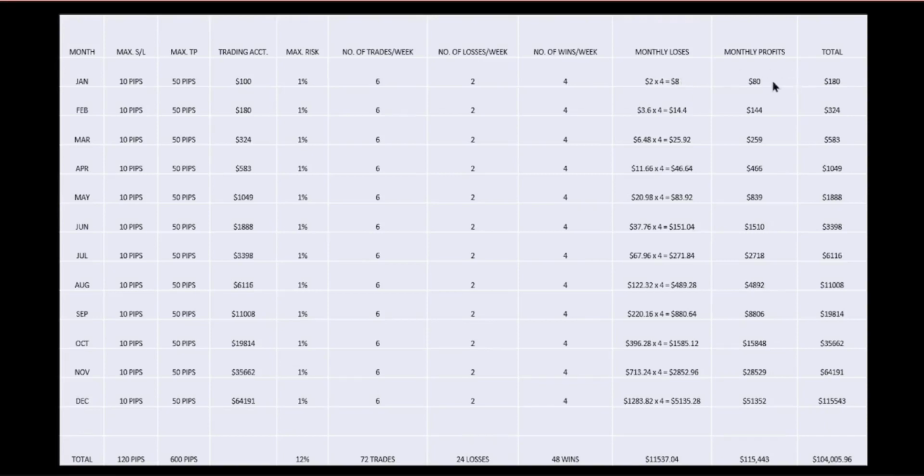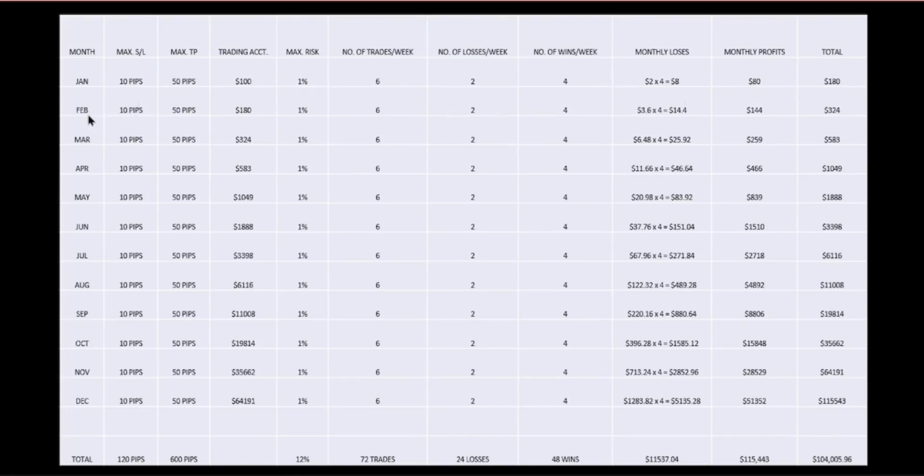And then monthly profit. The first profit you will make in the first month is $80. That is based on the $100 trading account. So you will make $80. All right? That means that you have made 80% of your trading account in the first month. And when you add this $80 to your trading account, which is $100, you have $180 at the end of January. All right?